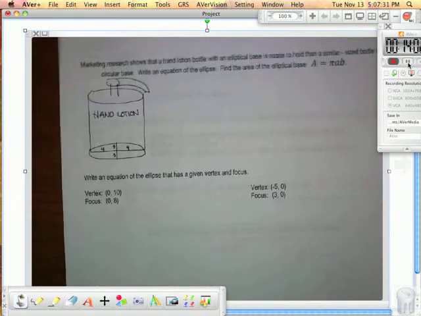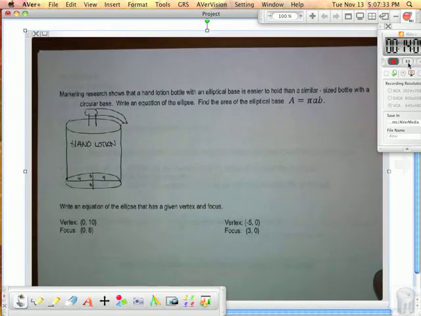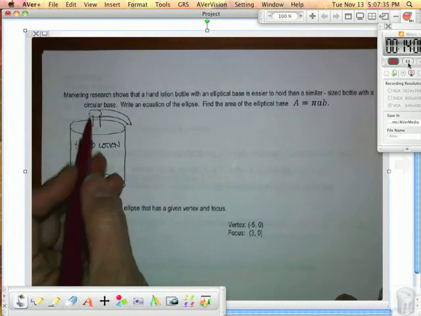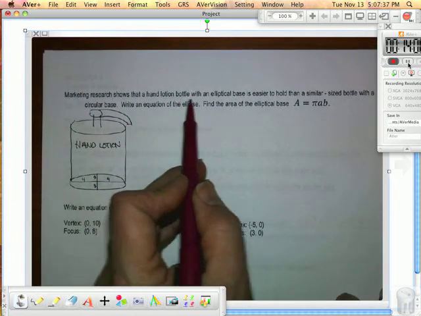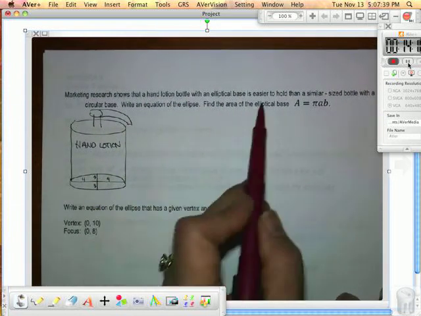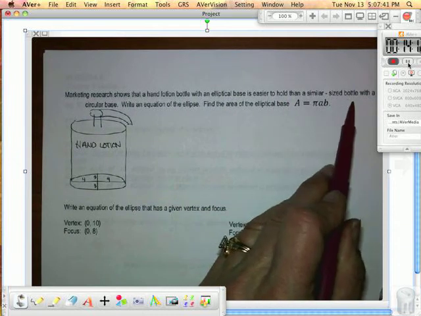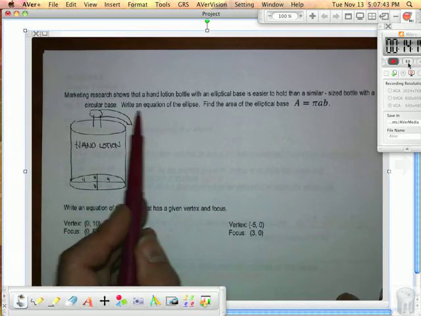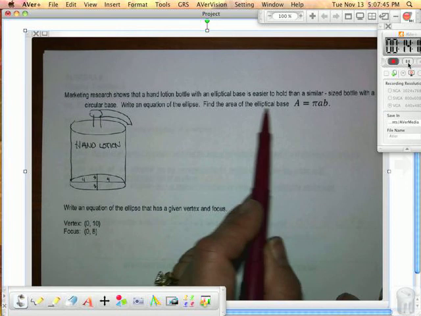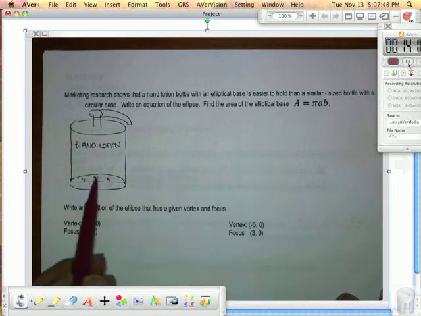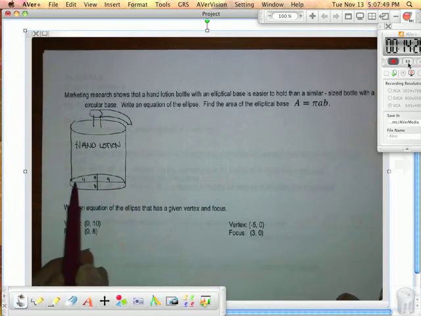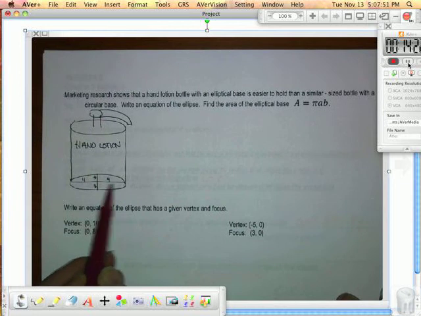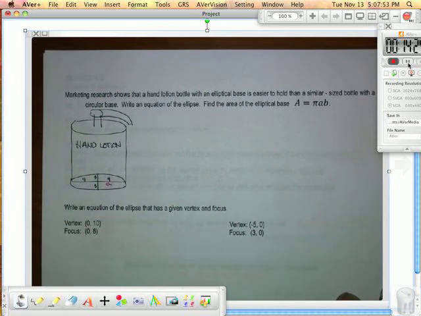All right, here is kind of an application problem. Marketing research shows that a hand lotion bottle with an elliptical base is easier to hold than a similar sized bottle with a circular base. Write an equation of the ellipse and find the area of the elliptical base. So let's look at this first of all. Remember, A is always the bigger number. So this is A here, and this is B here. Okay?